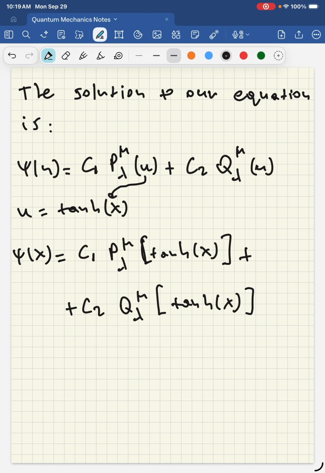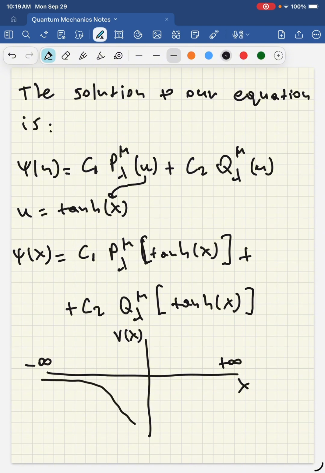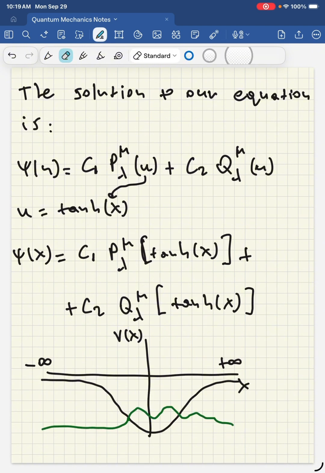Okay, now there is the first problem. Remember that our potential looks like this. This is x, this is V of x, this is minus infinity, plus infinity. So this is our potential. So the wave functions should look something like a standing wave, which decays exponentially outside of this potential.